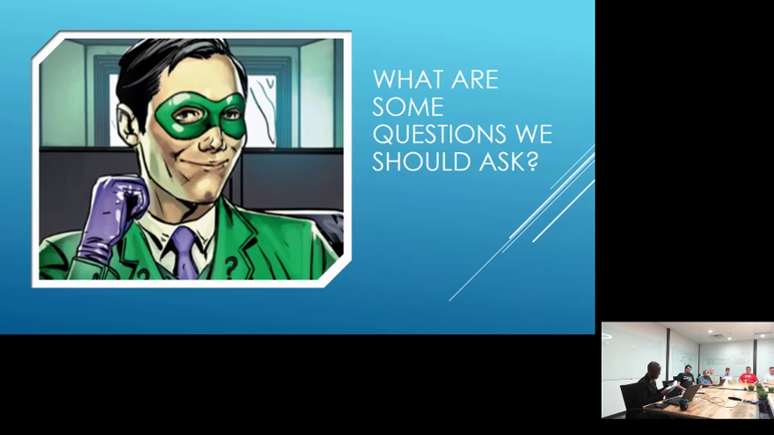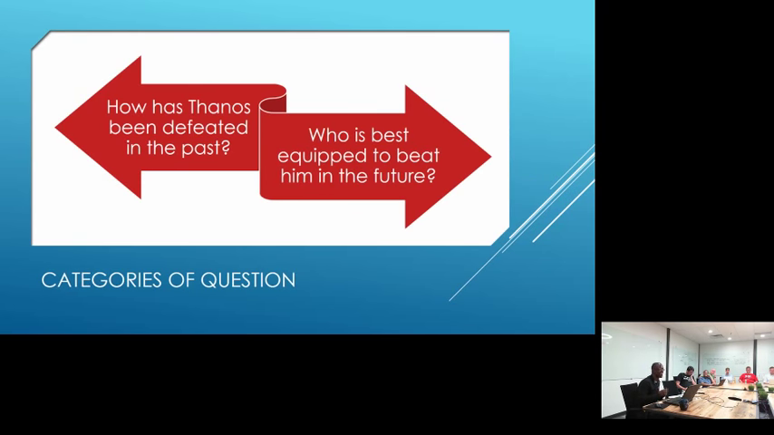So again, Thanos crushed the Avengers in horrible fashion. So the questions that we need to ask are basically surrounding two different categories. How has Thanos been defeated in the past? And who is best equipped to beat him in the future? Any questions there? Anything you want us to add to that? Why do you focus on how from the past and who in the future?